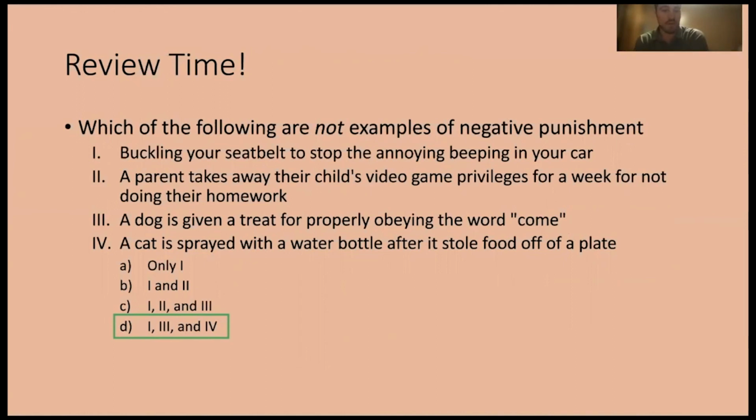So 3 would be correct, and 4, a cat is sprayed with a water bottle after it stole food off of a plate. So that would be positive punishment because stealing food is a behavior that we are trying to discourage. So we spray them with the water bottle, which would be a punishment. And since we're adding that punishment, it's positive punishment. So 1, 3, and 4 would be correct. The correct answer is D.